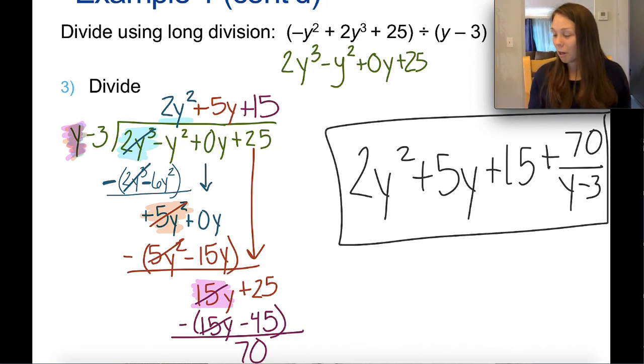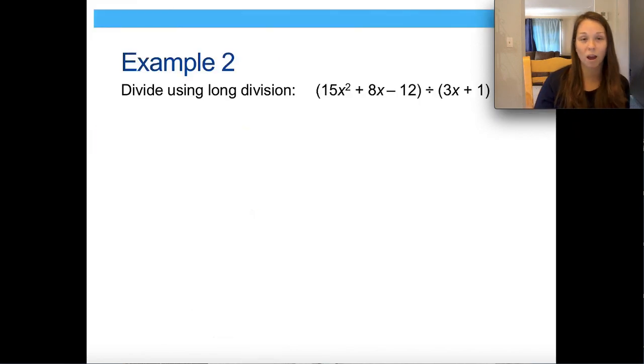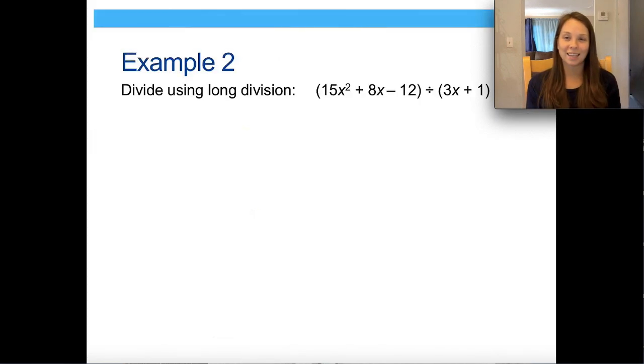This is probably one of the longest ones we're going to be doing today. So this is lengthy, hence the name long division, but the cycle goes on repeat for every step of the way. All right, I want you to give example 2 a try on your own, then press play to see the answer.